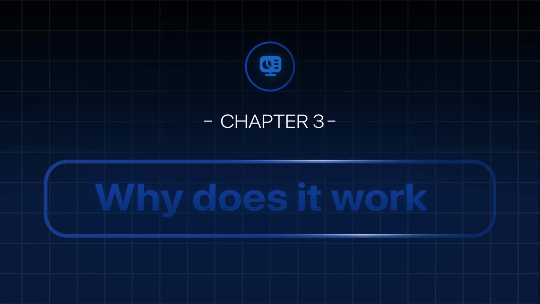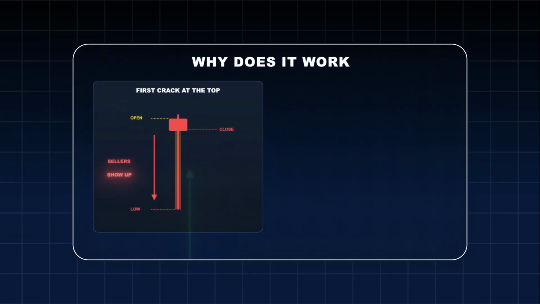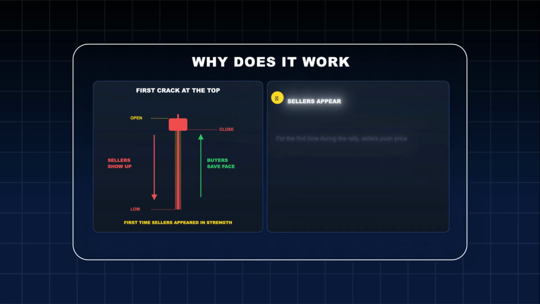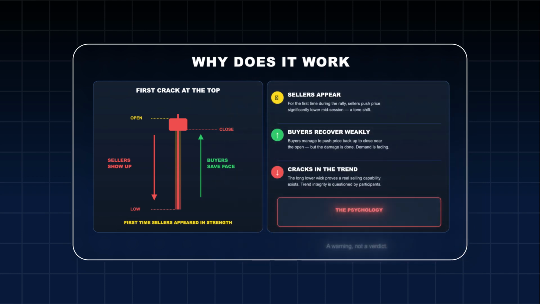Chapter 3. Why does it work? Throughout the rally, buyers controlled price with minimal resistance. The hanging man session changes that. Sellers push price significantly below the open, building the long wick, before buyers recover by the close. The damage is done. Traders watching become cautious, and when the following session confirms with a close below the low, it proves sellers have returned with greater force than before.